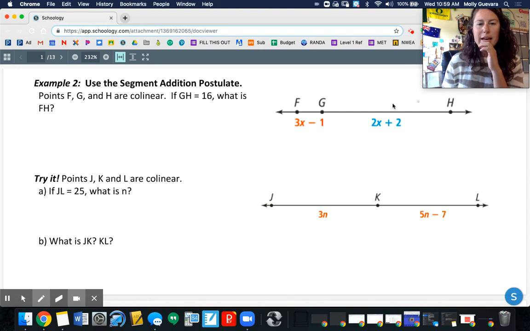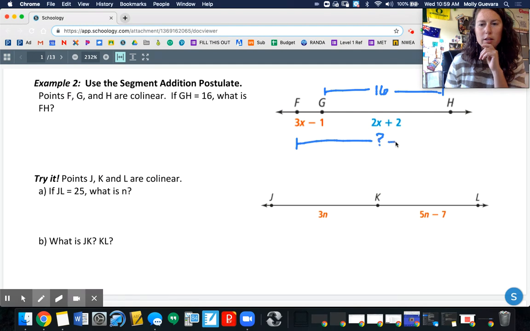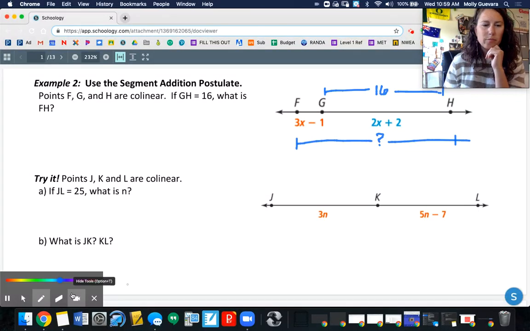If G to H is 16, so I'm going to go ahead and draw that. So this distance right here from G to H is 16. So hopefully that makes sense. What is F to H? So this is what we're interested in right here. And I'm going to draw a little question mark. So I'm interested in the whole thing.